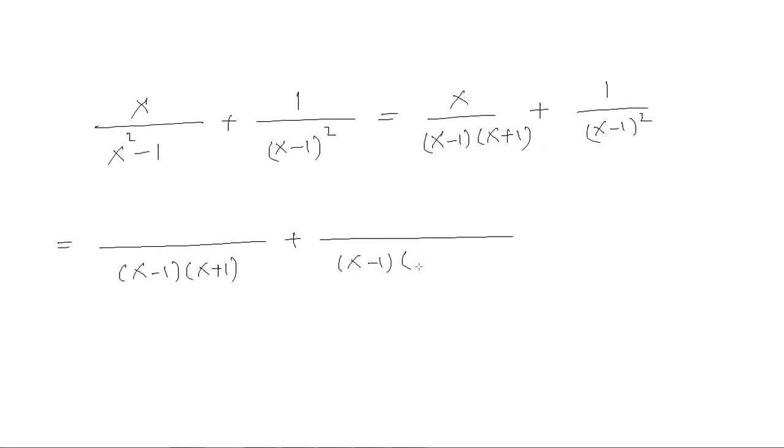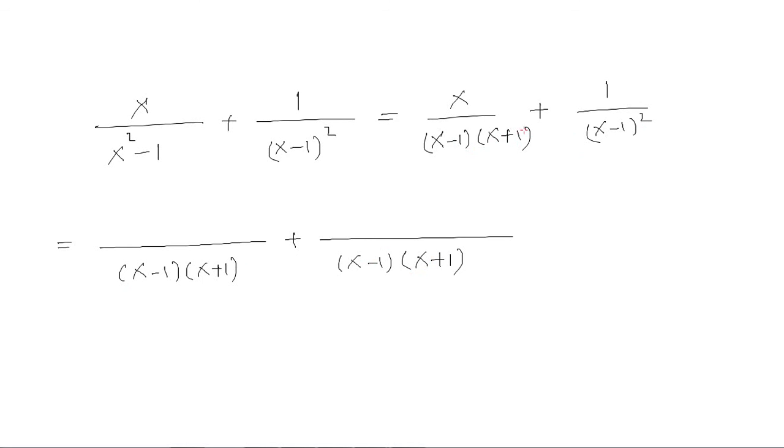x minus 1, x plus 1. So as I said, the least common denominator must contain all the factors that you see in all the denominators. So I can see x plus 1, it must be present in the least common denominator. I can see x minus 1, it must be present. Now, the next step in building your least common denominator is that you have to use the highest power of each factor.